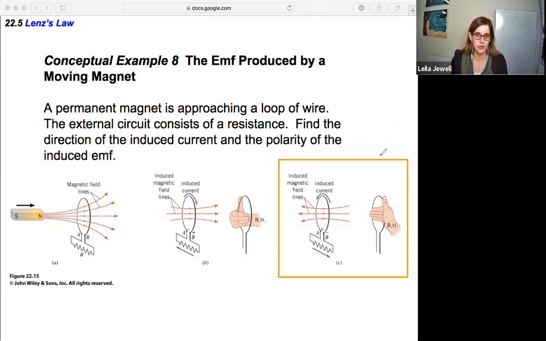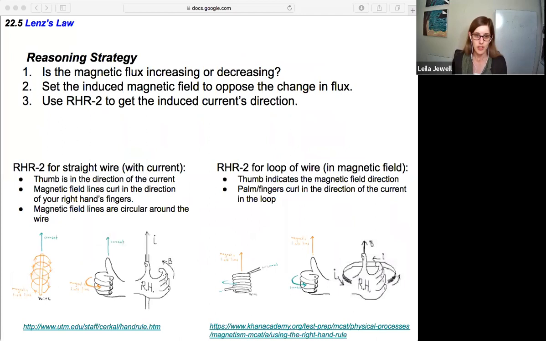Now, I know the right-hand rule is tricky, and we've seen a lot of different ones, right-hand rule 1 and right-hand rule 2. So I found a resource that helps with right-hand rule number 2 in particular. So first, let's take a look at our reasoning strategy to refresh our memory. Boiled down, the reasoning strategy is: 1, is the magnetic flux increasing or decreasing? 2, we need to set the induced magnetic field to oppose this change in flux. And 3, we can use right-hand rule number 2 to get the induced current's direction.